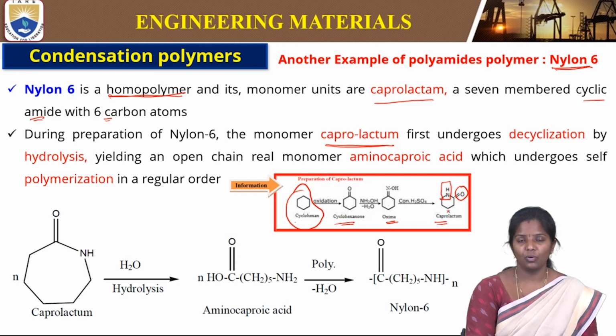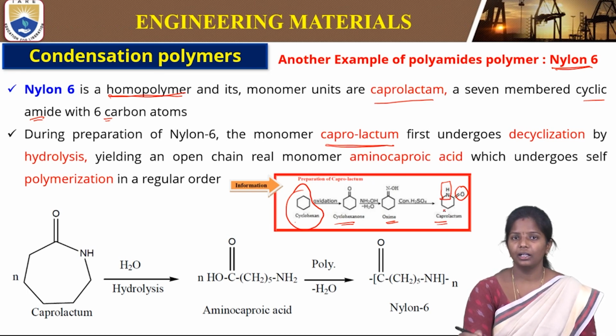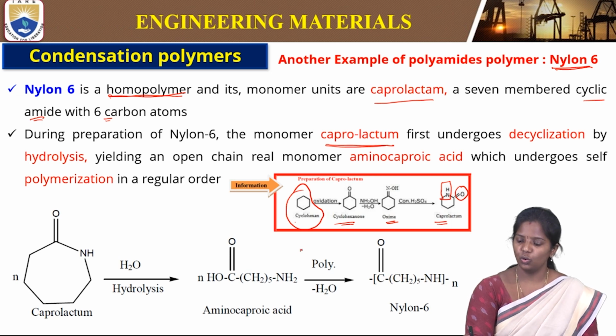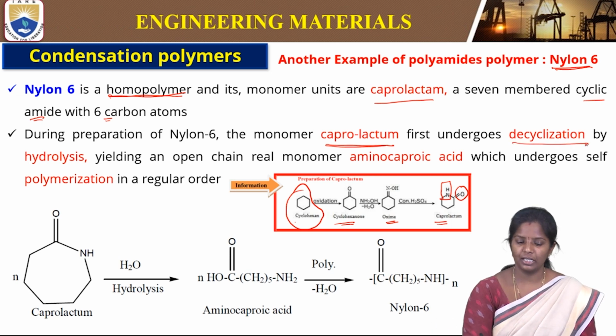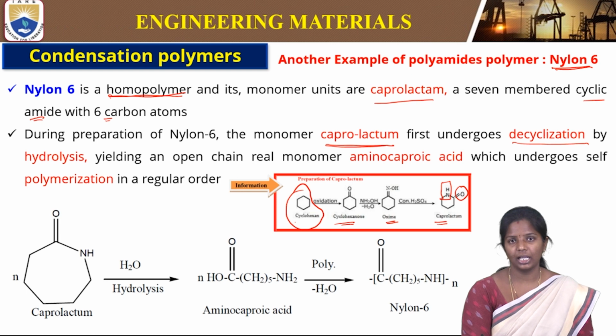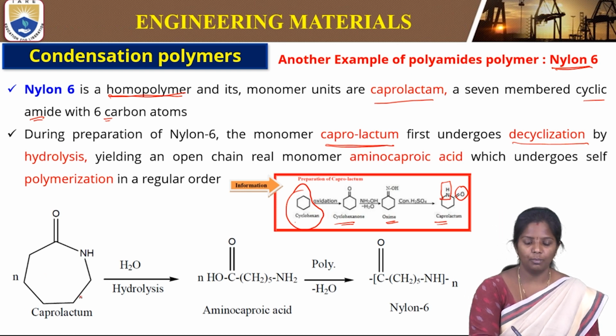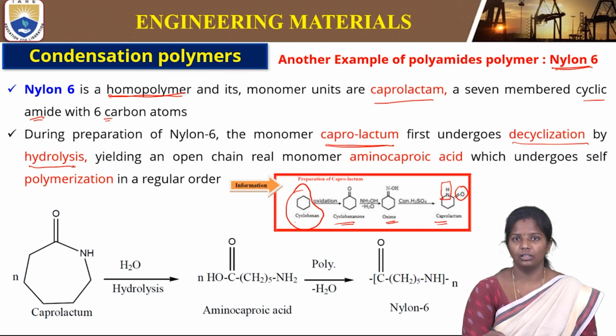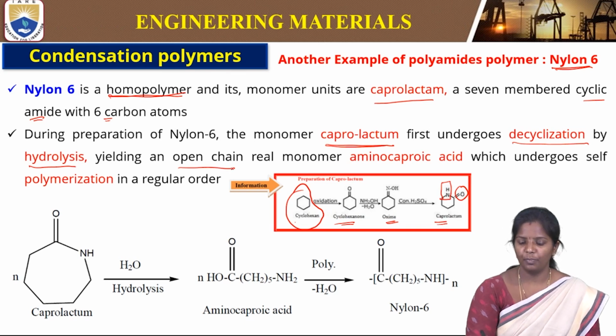With this, caprolactam is used in the condensation reaction. First, ring opening takes place by hydrolysis. What is ring opening? Removal of this cyclic structure. So it undergoes hydrolysis and the ring opens. The open chain monomer is forming.